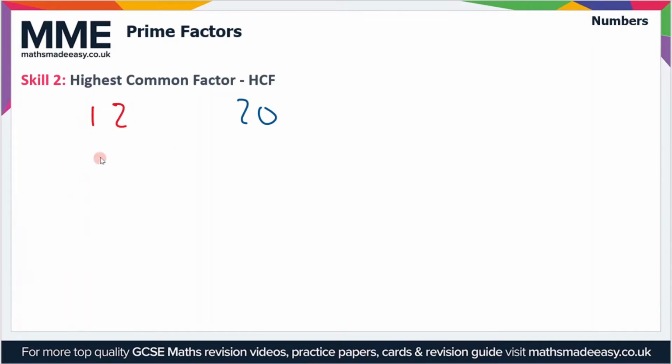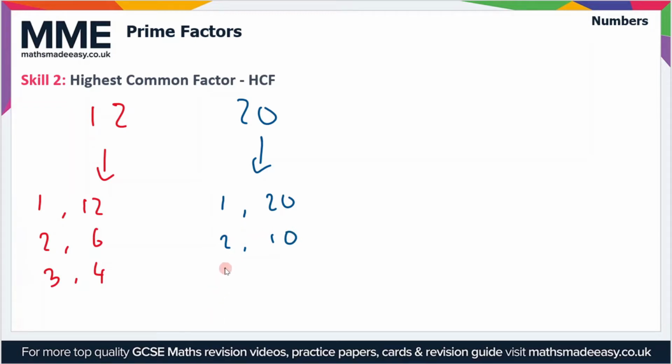What are the factors of 12? Well, we've got 1 and 12, we've got 2 and 6, and we've got 3 and 4. Then what about 20? Well, the factors of 20 are 1 and 20, 2 and 10, and 4 and 5. So, which of these is the highest number that is common to both?